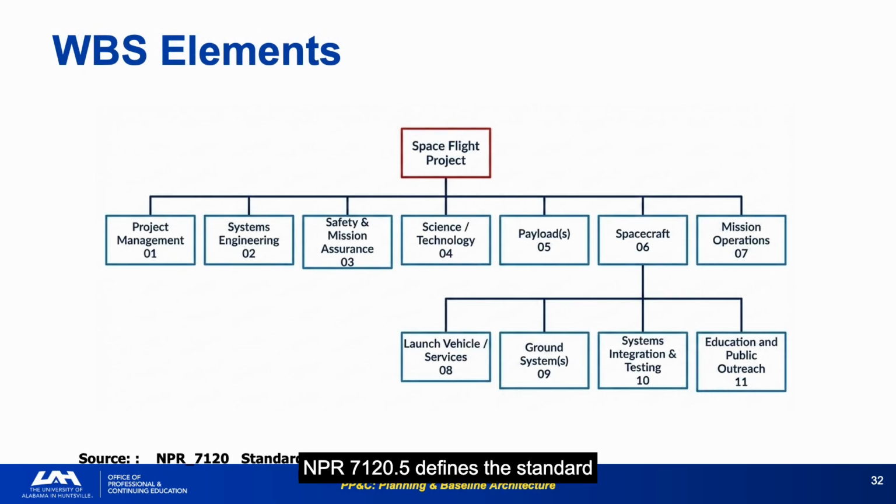NPR 7120.5 defines the standard Level 2 WBS elements for spaceflight projects. This is the template that establishes the common reference framework across all NASA programs. Every one of these 11 elements, project management, systems engineering, S&MA, science/technology, payload, spacecraft, mission operations, launch vehicle, ground systems, INT, education/public outreach, must be represented in the WBS if it applies to the project.